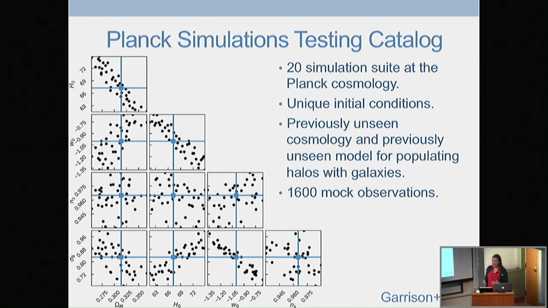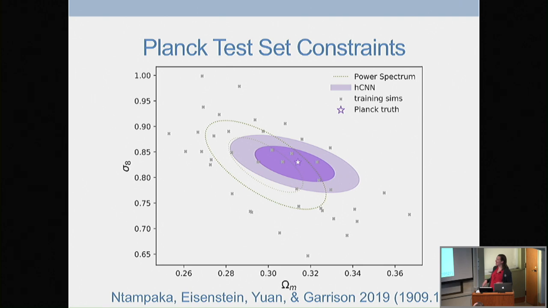To assess these, I'm going to turn to some complementary simulations at the Planck cosmology, which are shown here by the blue square. There's a 20 simulation suite here with unique initial conditions, previously unseen cosmology, previously unseen HOD, 1600 mock observations. So this is a more realistic test of how this network might perform when handed the real universe. And the results are very exciting.